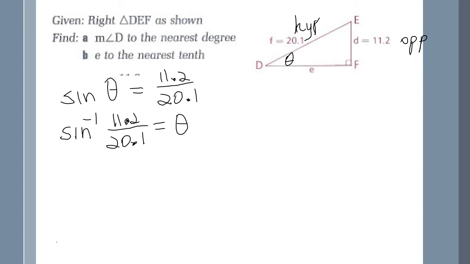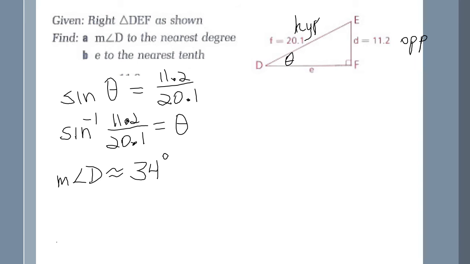So we're going to go ahead and use our handy dandy calculator, and we're going to pull up the inverse of the sine, and I'm just going to plug in 11.2 divided by 20.1, and I hit enter, and lo and behold, I got 33.8633. So this is going to be 34 degrees. So we're going to say that the measure of angle D is approximately 34 degrees.